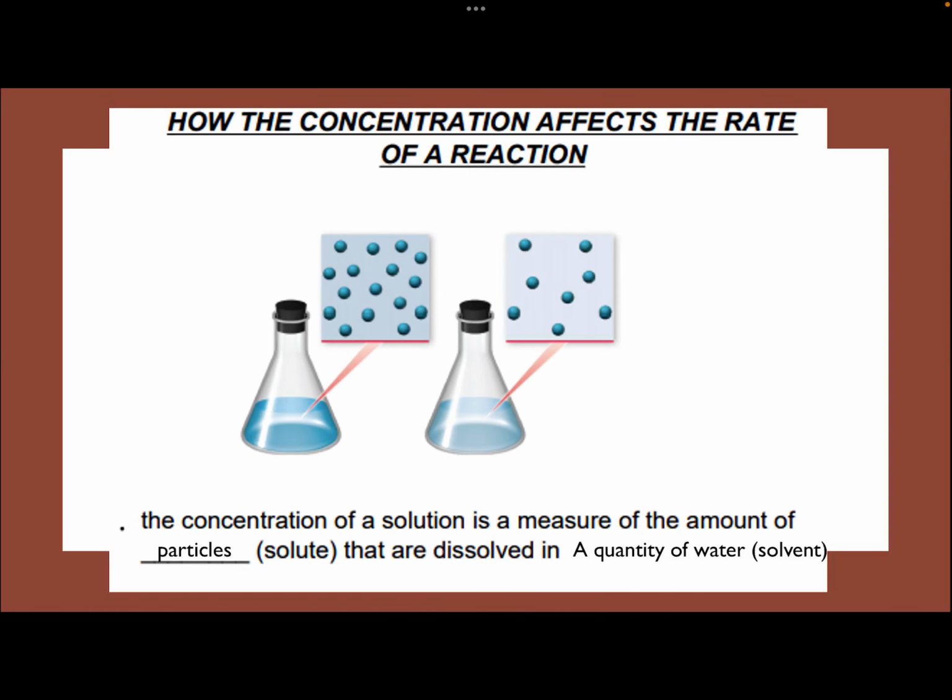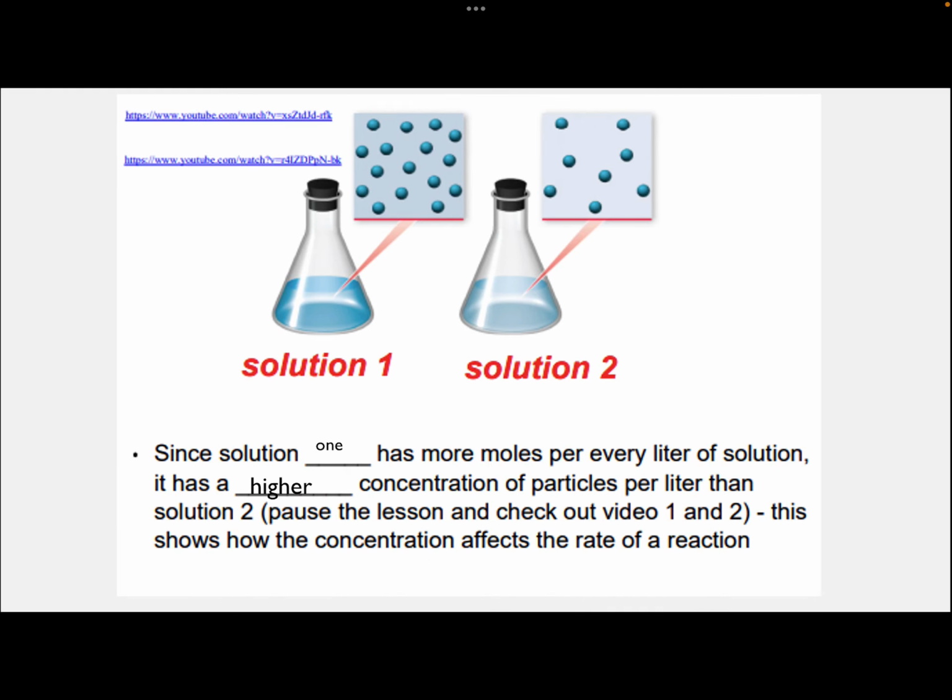So first off is how does the concentration affect the rate of reaction? When we look at the concentration of a solution, it is measured by the amount of particles, which is our solute, that is dissolved in a quantity of water, and that is our solvent. So if we look at these two solutions, we have solution 1 and solution 2. Solution 1 has more moles per every liter of solution, so therefore it's going to have a higher concentration of particles per liter in comparison to solution 2.